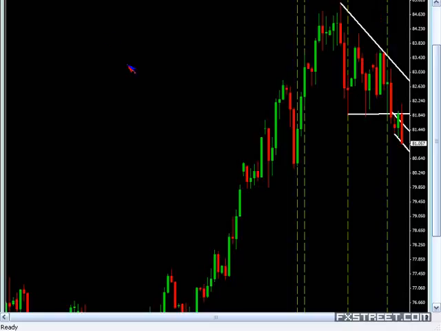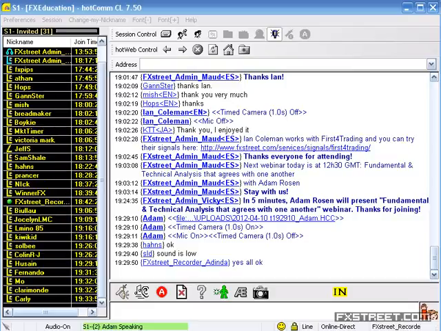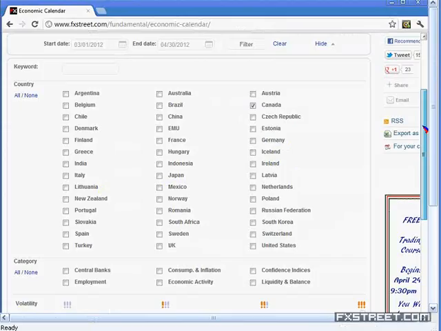Okay, so we're going to start with the CAD yen. CAD yen is an easy example. Now, what I did, let's go over to the FX Street calendar for a moment. This calendar, by the way, is something that is crucial in this situation.